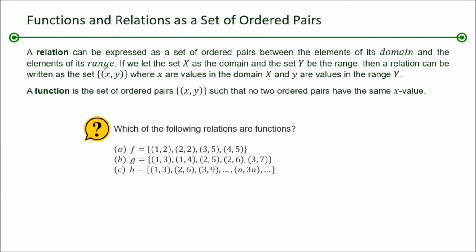Which of the following relations are functions? Sets f, g, and h. Before I reveal the answer, I suggest that you pause the video and analyze these sets and identify which of these are functions. For the answers, set f is actually a function. Set g is not a function, while set h is a function. Since a function is the set of ordered pairs wherein no two ordered pairs have the same x value, we can see that only set g is disqualified from this definition, since it has the elements (1, 3) and (1, 4) in the set of ordered pairs.